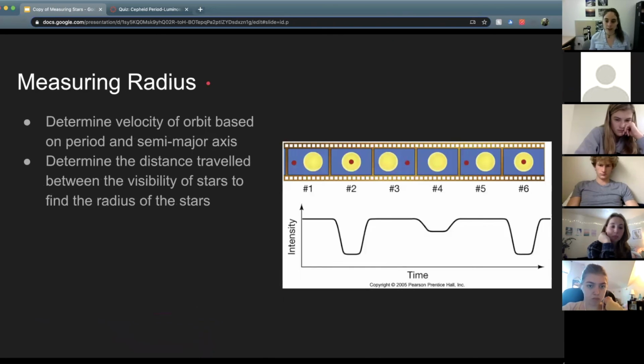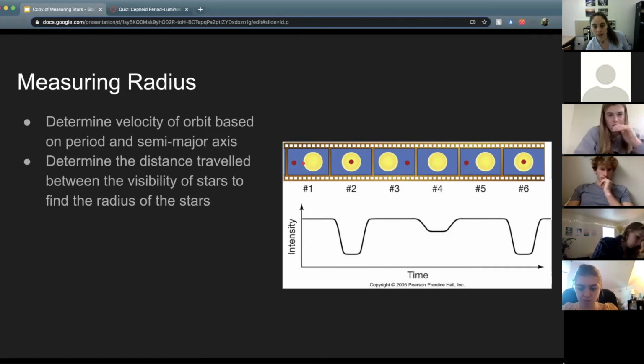We can also get some information about the radius of the stars in a binary system, because if we know how fast the smaller star is moving around, we can use the amount of time it takes for it to move across the larger star to figure out the radius of that star. So if we know velocity and we know time, then you can measure a distance traveled. If we know how fast the little star is traveling, we can measure how long it takes to move across the entire size of the larger star, and that'll give us the radius of the larger star.